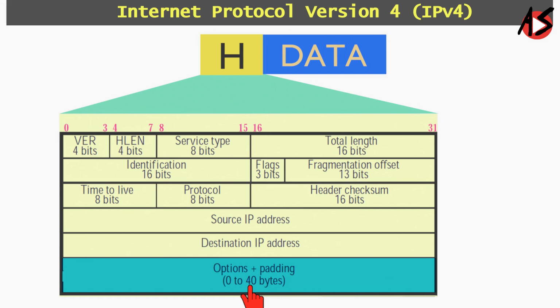So this is all about the IPv4 header. I hope you understand most of it.